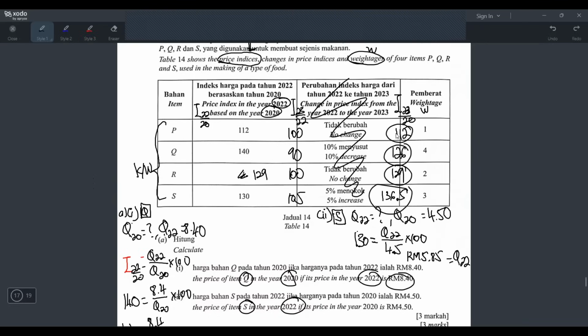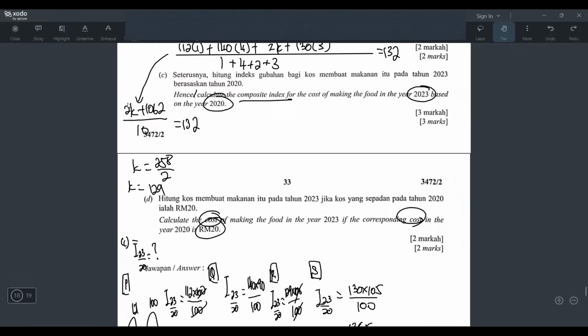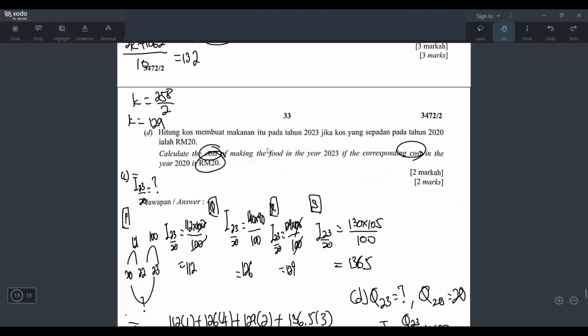But let me tell you, if you choose this one, salah. If you choose any of these, semua salah. Because this question, they are saying that this is the cost of making food.